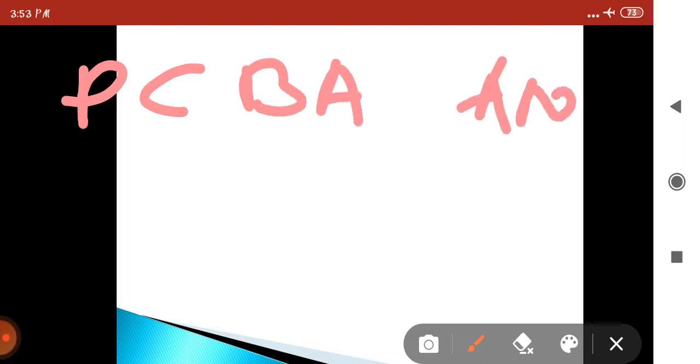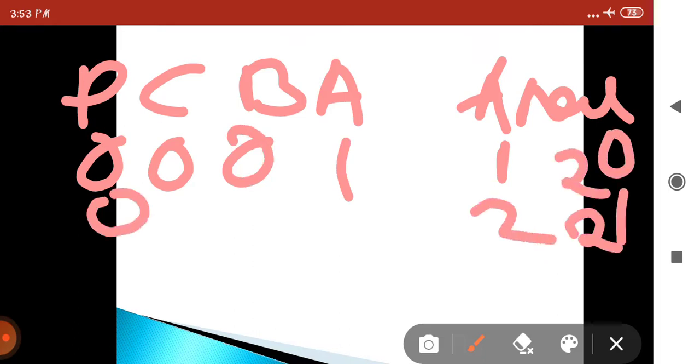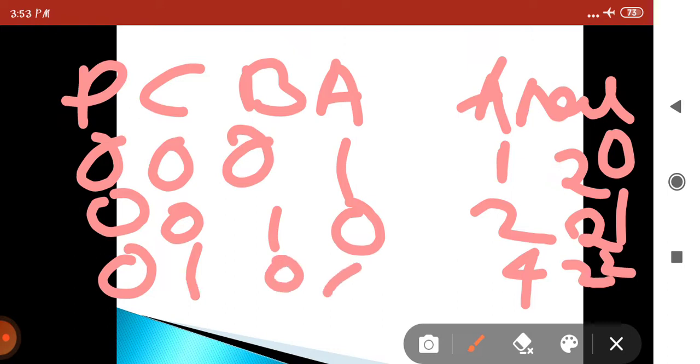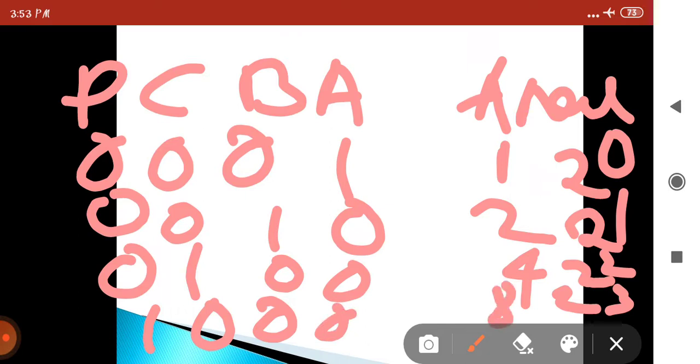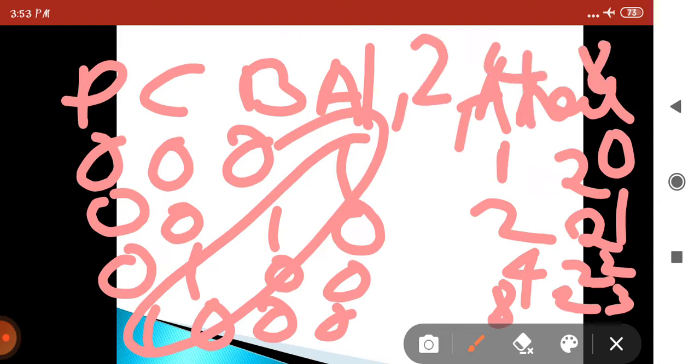I am going to take that one. It is a DCBA. It is the analog signal. 2 raised to 0 is 1, that is the binary number 0001. 2 raised to 1 is 2, 0010. 2 raised to 2 is 4, 0100. 2 raised to 3 is 8, 1000 can be written like that. That's why we can call it as the 1248 numbers.